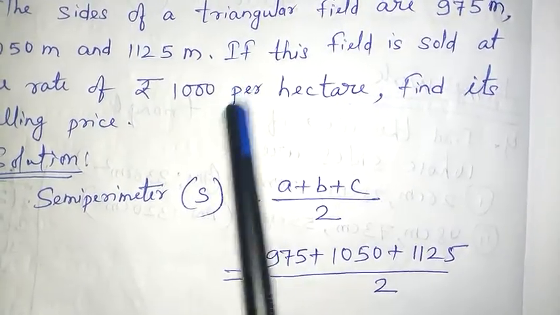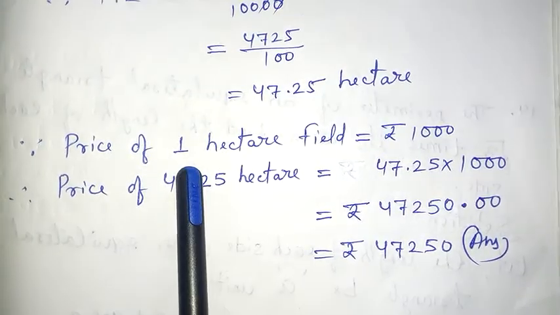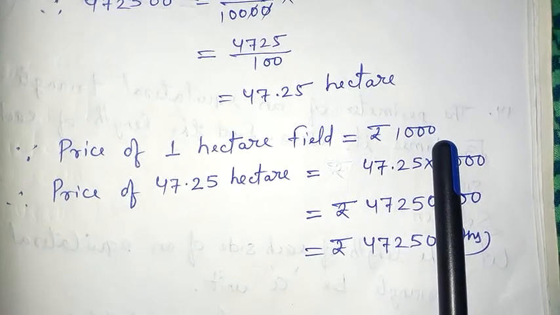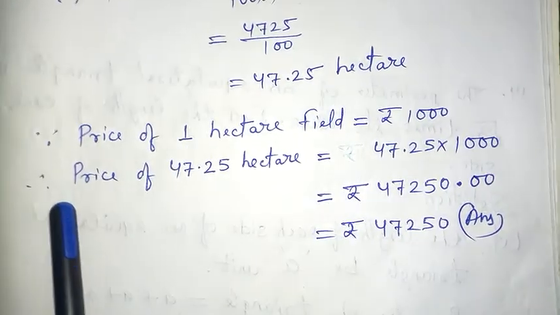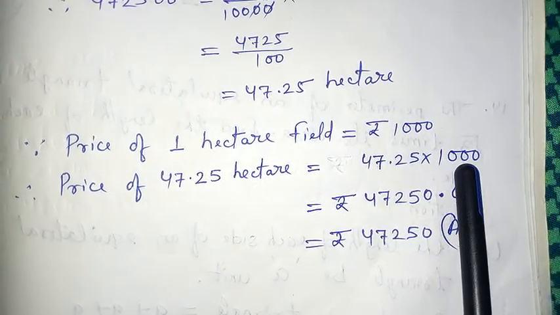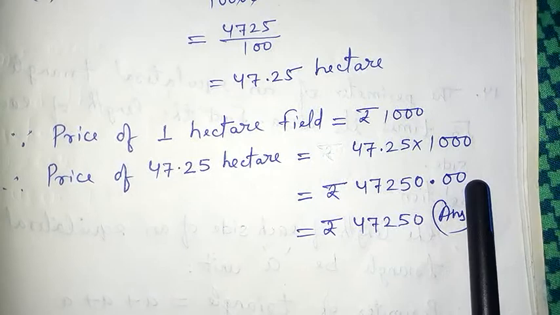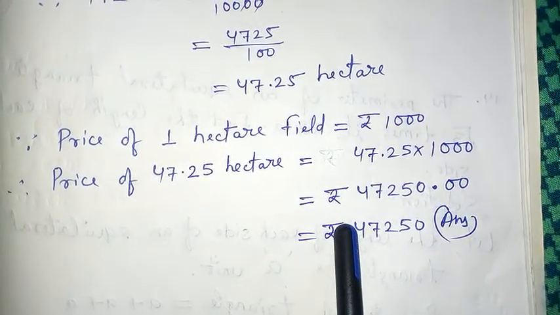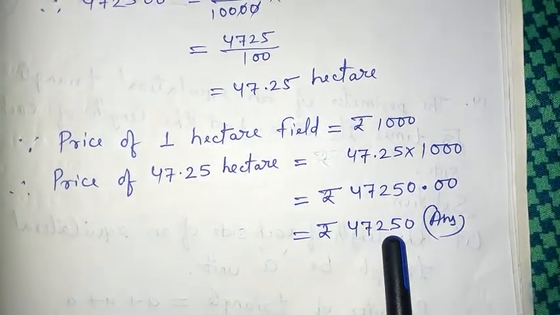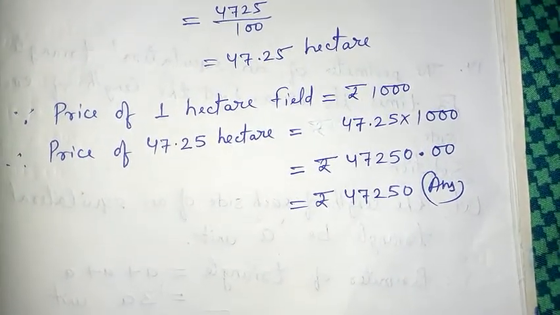So now price of 1 hectare, per hectare means 1 hectare is 1,000 rupees. So I can say price of 1 hectare field is 1,000 rupees, given in the question. Therefore price of 47.25 hectare will be multiplied with 1,000. Your answer will be 47250.00. This 00 has no value, so I can say 47,250 will be the selling price or the total value of the land.